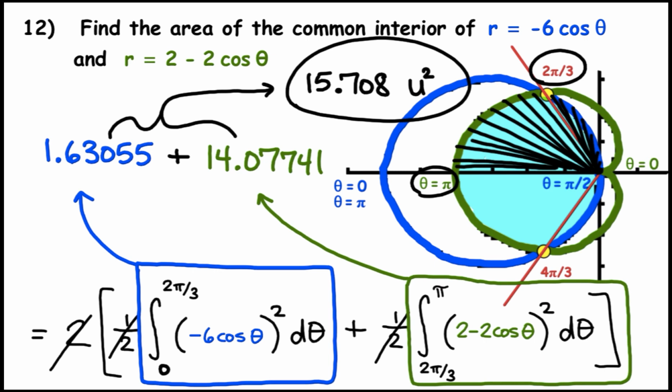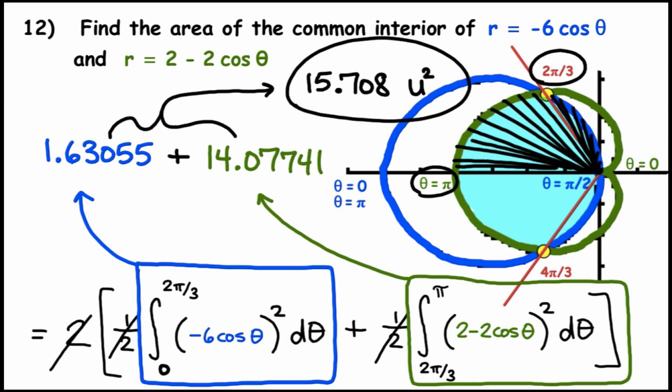15.708 square units. By the way, if you were to do all the work, you would find out that 15.708 is actually an exact answer of 5 pi, just rounded off a bit. So 5 pi is the pure answer, but that's a lot of extra work to come up with that. That's not something College Board's going to expect you to do.